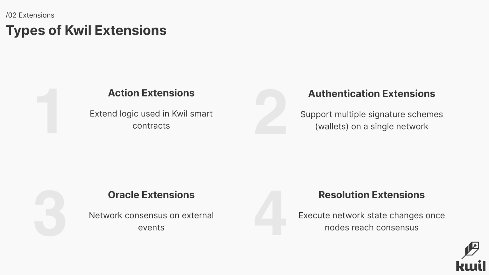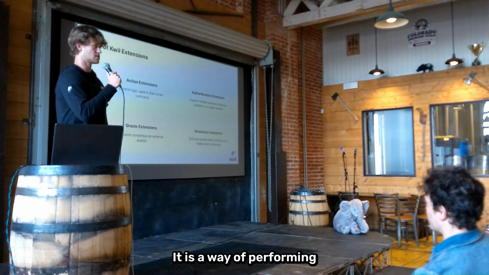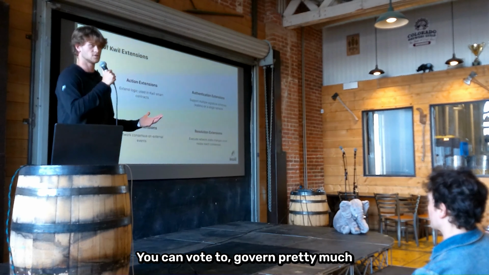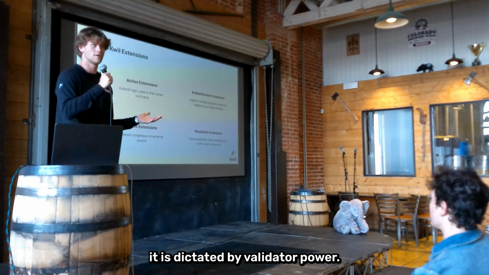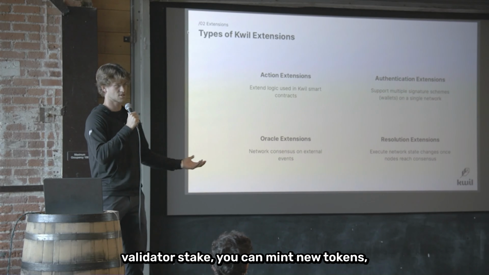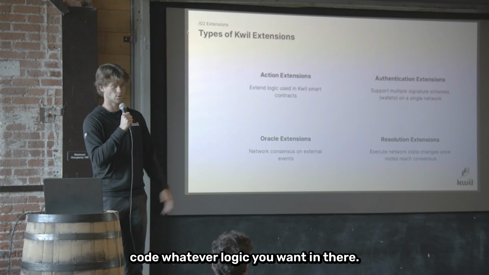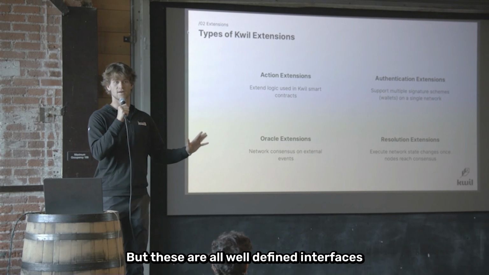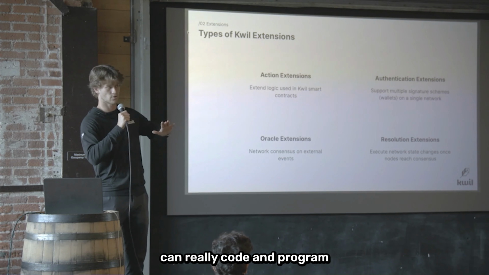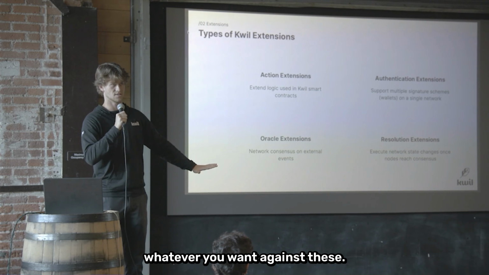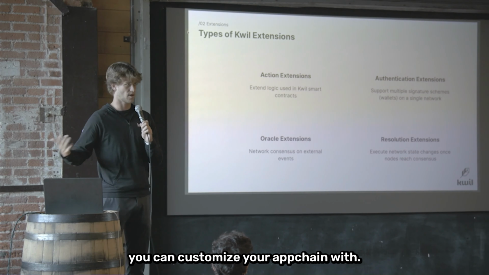And then finally, the last type of extension, we call resolution extensions. It is a way of performing network governance. You can vote to govern pretty much whatever you want on the network, and it is dictated by validator power. This can be as simple as slashing a validator stake. You can mint new tokens. You can have a hard fork. You can really code whatever logic you want in there. But these are all well-defined interfaces in Kwil, and they're supported as first-class citizens that you can program whatever you want against. You're not really hacking around the system. These are supported interfaces that you can customize your app chain with.